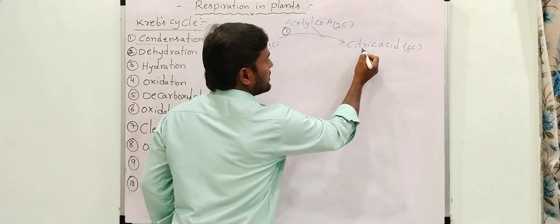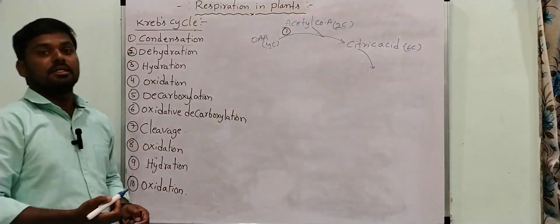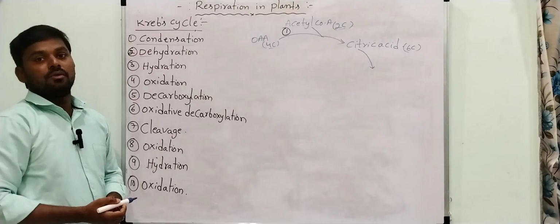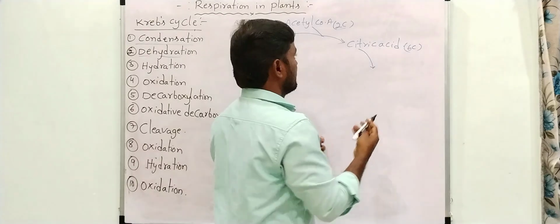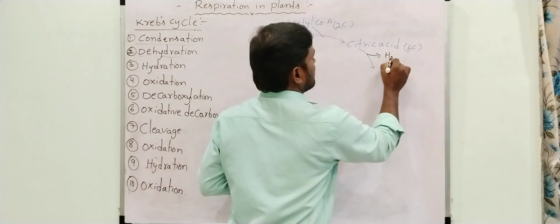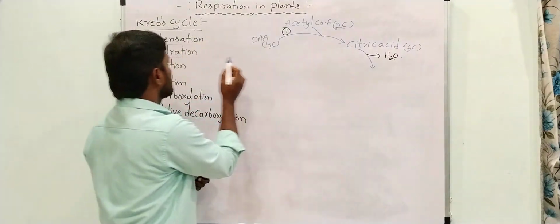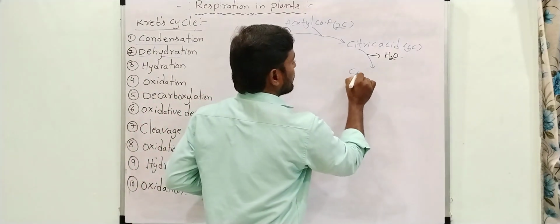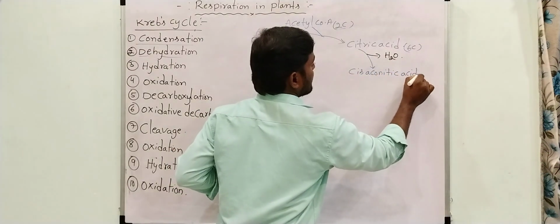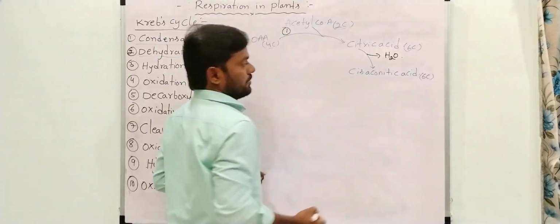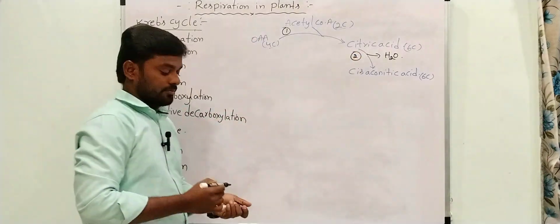Next, this citric acid undergoes the second reaction. What is the second reaction? Dehydration. So D means remove. What is removed? Hydration. It means removal of water. So here the water molecule is removed. Okay. Next, citric acid undergoes the dehydration reaction to form cis-aconitic acid. Cis-aconitic acid is also a 6 carbon compound. So this is the second reaction of the Krebs cycle.